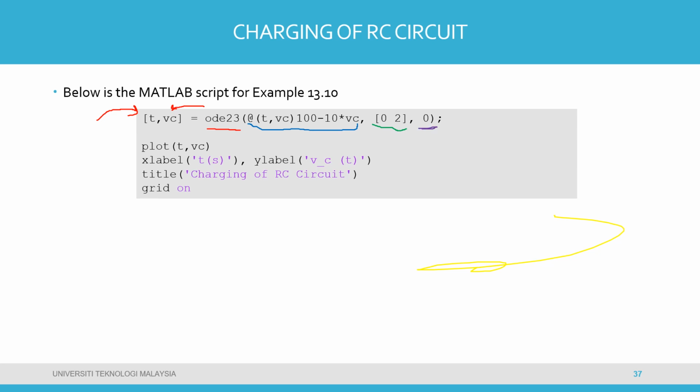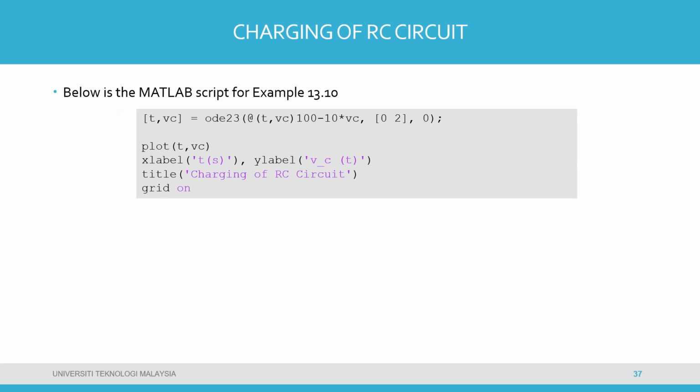Okay. So this is the initial value for VC. So what is the initial value for VC? So when you do this, of course you get the time and the VC for the time interval from 0 to 2. That's it. How to use the ODE 23. Okay, then you can plot the data. Let me clear this first.